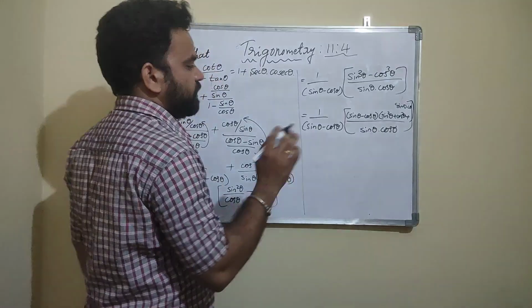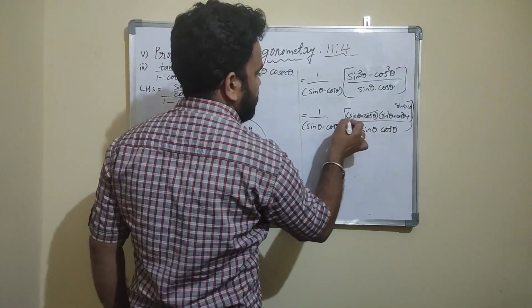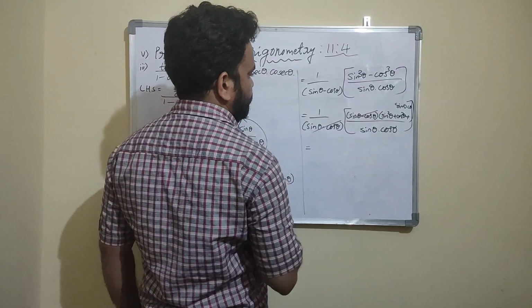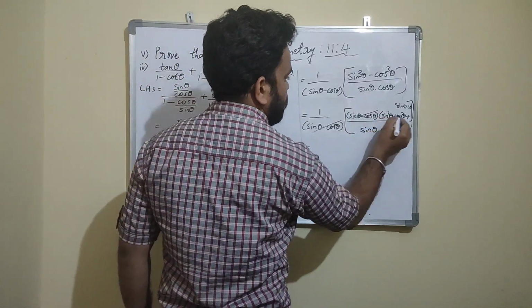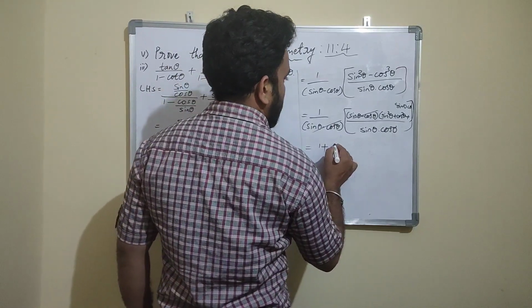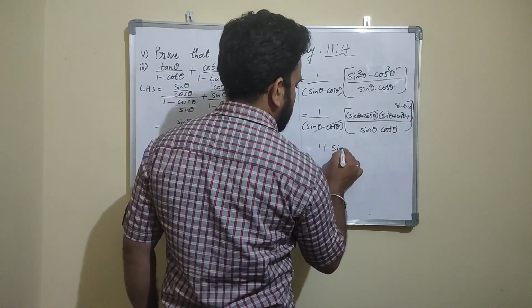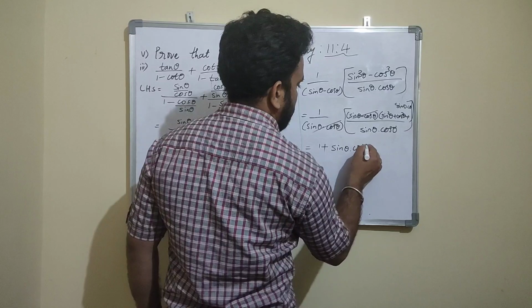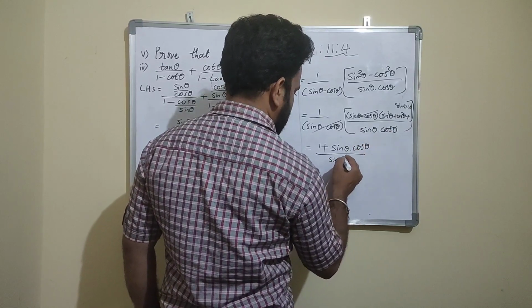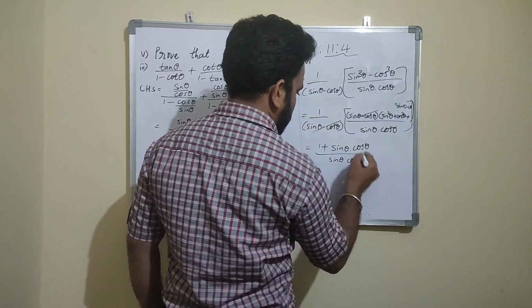I will write once again that, don't worry. Here sin minus cos and sin minus cos is cancelled. So what is remaining? Remaining is, see, sin square plus cos square is 1. 1 plus sin theta cos theta whole divided by sin theta cos theta as it is.